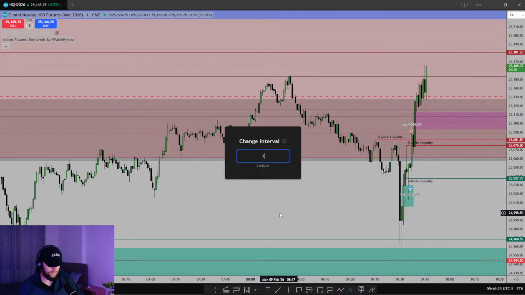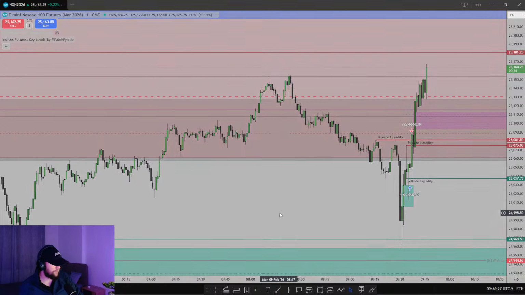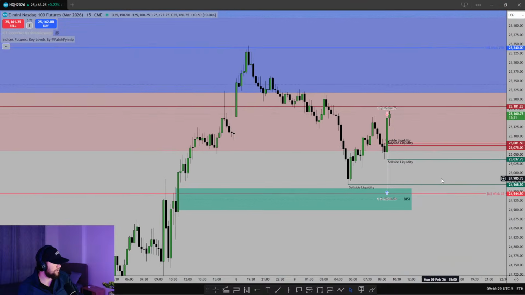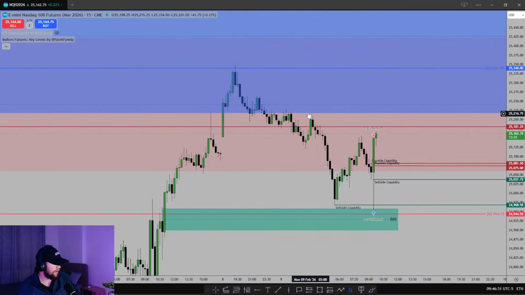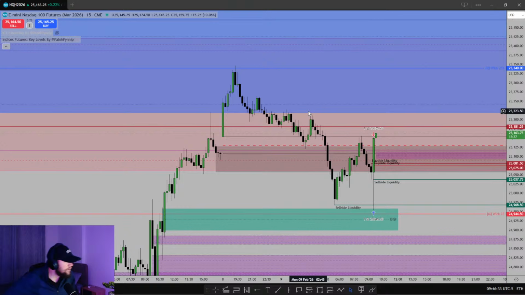But other than that, for today, I don't have any more draws. We can easily reach back up into the highs in here, as I said. But yeah, I don't frame any more high probability setups.